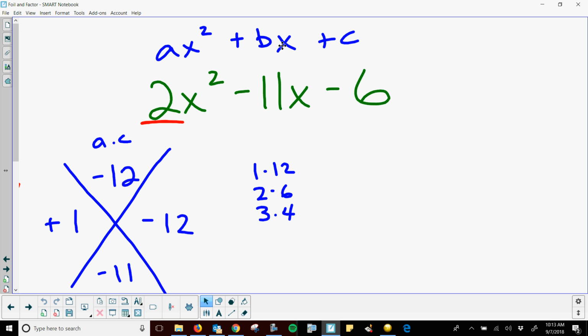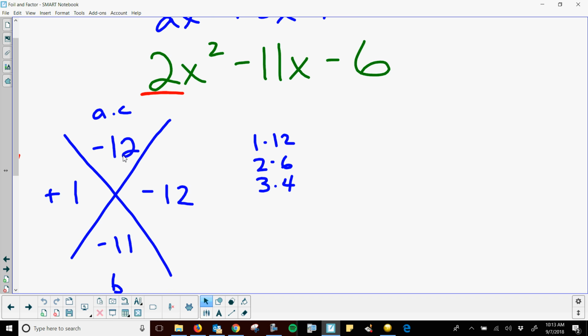We still have A, B, and C, and this is all still the same. This is the whole reason we taught it to you this way. A times C goes on top, and B goes on bottom. So it's now, instead of just the -6 going on top, it's 2 times -6. All the other ones was a 1 times whatever. That's why it just looked like it was just the C value. -11 still goes on bottom, and this process is the same.